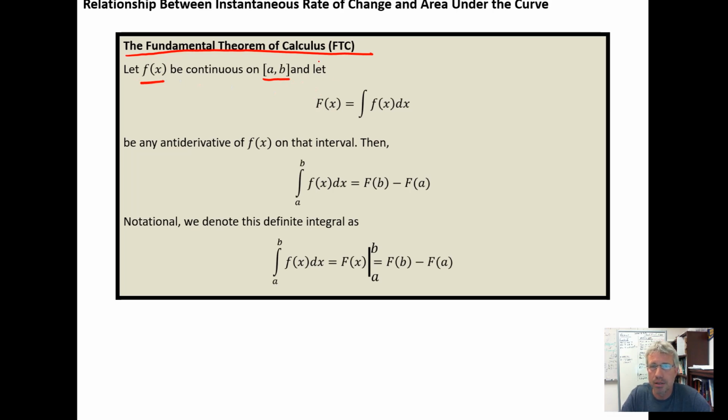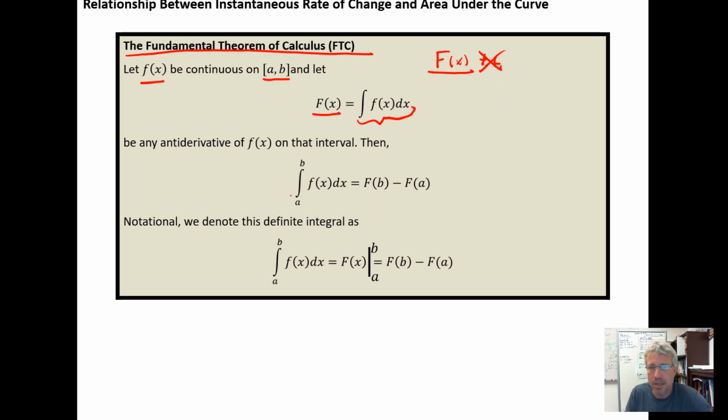So the fundamental theorem of calculus says, hey, let your function be continuous over a closed interval from a to b, and let big F of x be any antiderivative of f of x. So remember, when we first introduced antiderivatives, we wrote F of x, the antiderivative, plus a constant of integration. With the fundamental theorem of calculus, we're not worried about that constant of integration. We're just saying, hey, find any antiderivative.